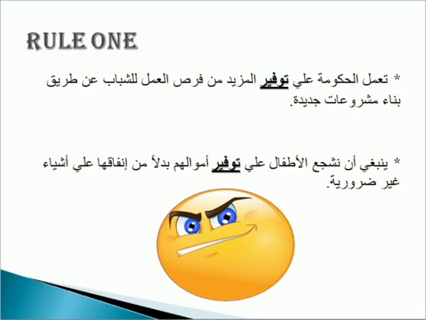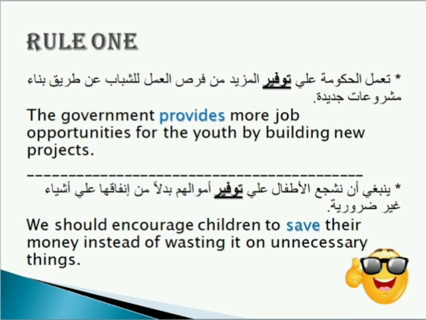So, the first one, تعمل الحكومة على توفير. You don't say work. You don't say the government is working on providing. No. You don't translate the word تعمل. Skip it. And focus on توفير. The government provides المزيد من فرص العمل للشباب, more job opportunities for the youth. عن طريق بناء مشروعات جديدة. You don't say here طريق way. No. عن طريق as a whole is translated as by. بناء, building, مشروعات جديدة, new projects.